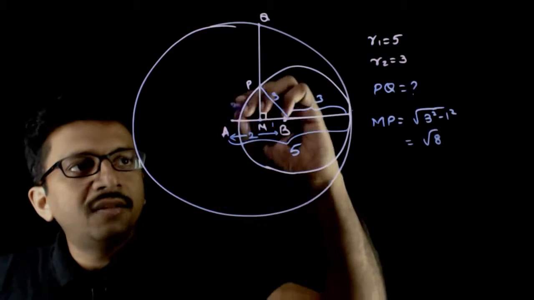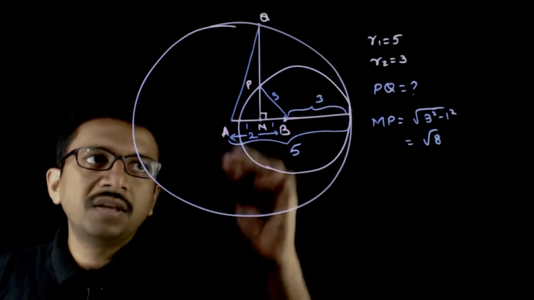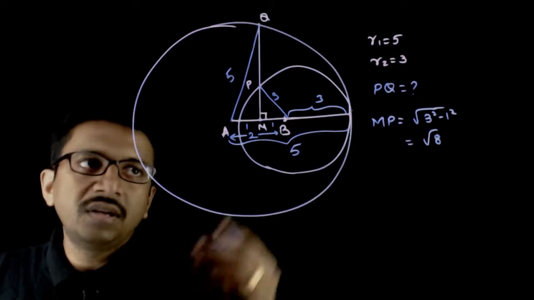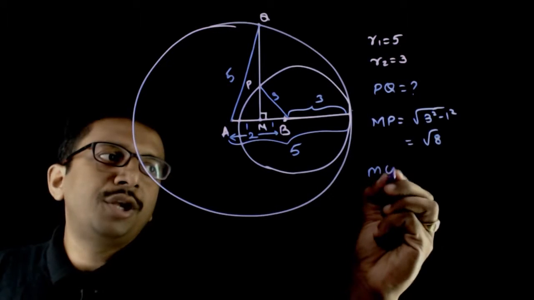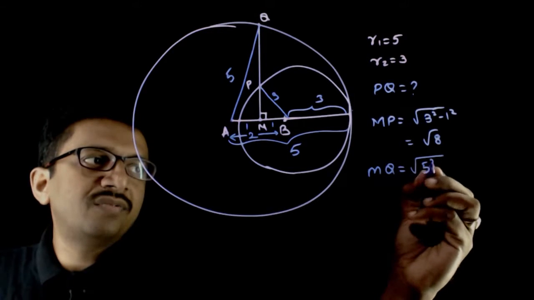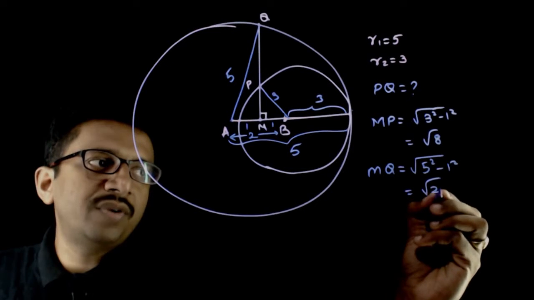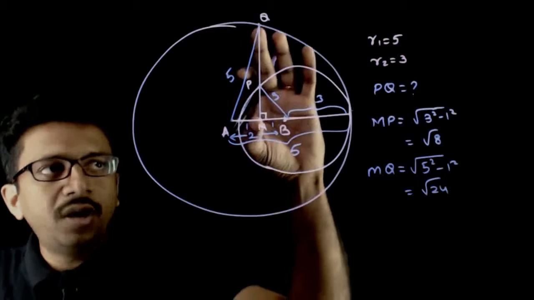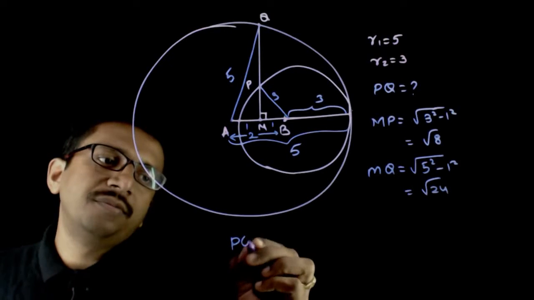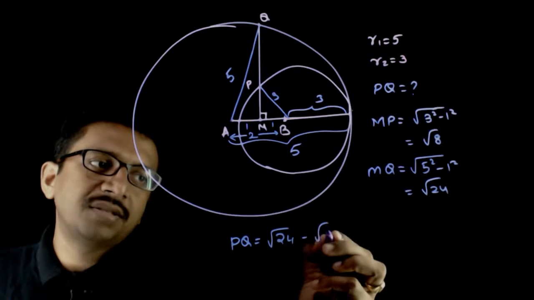Now if I join the first center with Q, this AQ is the radius of the bigger circle, which is equal to 5. So now MQ, the total length MQ, is equal to root of 5 square minus 1 square, that is equal to root 24. So the total length is root 24, the small length is root 8. So PQ will be equal to root 24 minus root 8.